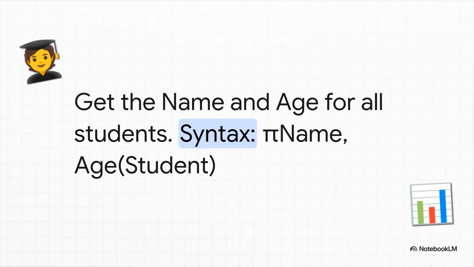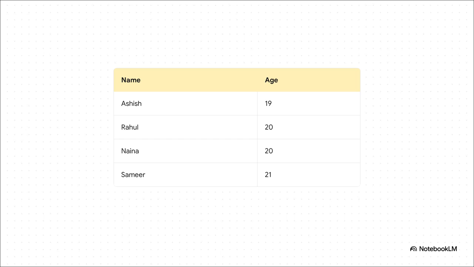Now, let's say we don't care about their ID or what subject they're taking. We just want a clean list of names and ages. So we use the projection operator, pi, and we just list the columns we want to keep, name and age. That's it. And boom, here's our result. Just like that, we've created a brand new table that contains only the columns we asked for. It's a perfect vertical partition of our original data.